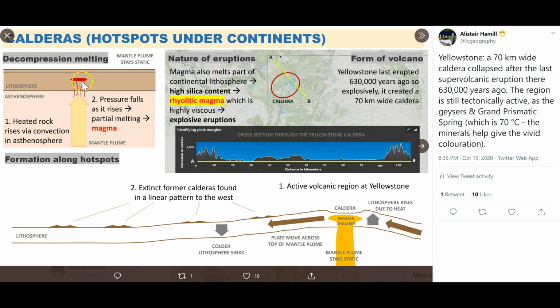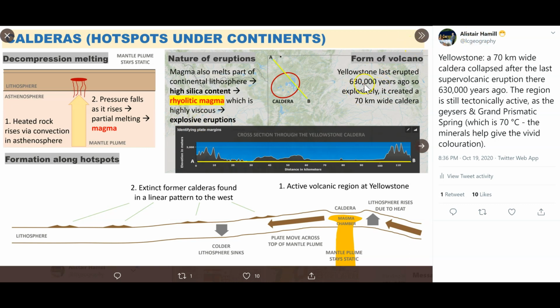But there's something a little bit different here because this is coming up through continental lithosphere. And it melts some of that continental lithosphere, which changes the chemical composition slightly. You've got a much higher silica content, which produces a type of magma which is called rhyolitic magma. If you remember, with the hotspots underneath the ocean, it formed basaltic magma. But this is rhyolitic magma, and one of the things that's characteristic because of the silica in it is that it's highly viscous, and that then gives us our explosive eruptions. Now that's why Yellowstone is a supervolcano.